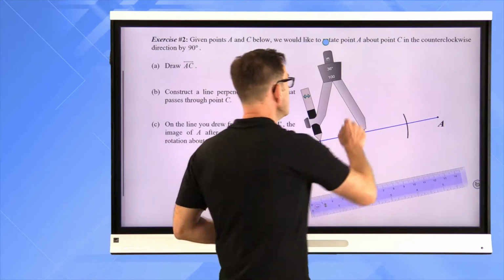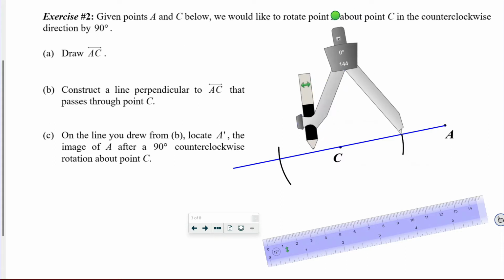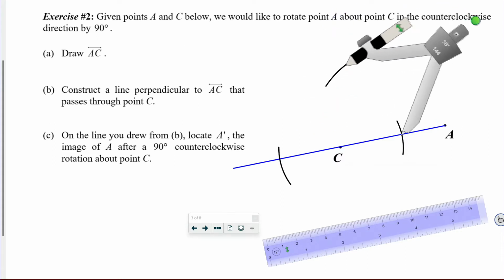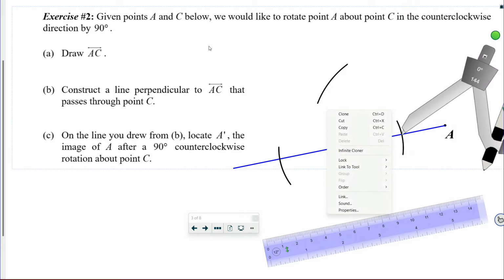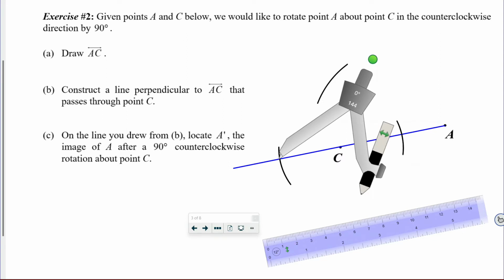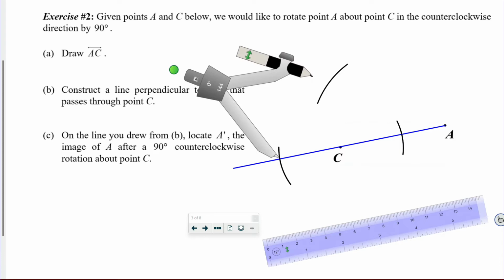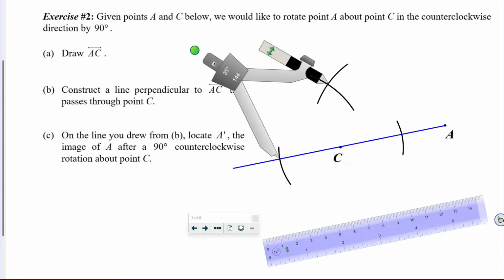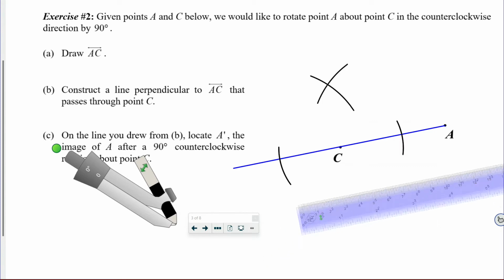Now I'm going to bring my compass over to one of those intersection points. I'm going to make the radius a little bit bigger, and I'm going to draw an arc with that radius up here. Then I'm going to switch, and I'm going to draw with the same radius an arc centered at the other intersection point. And now, X marks the spot.